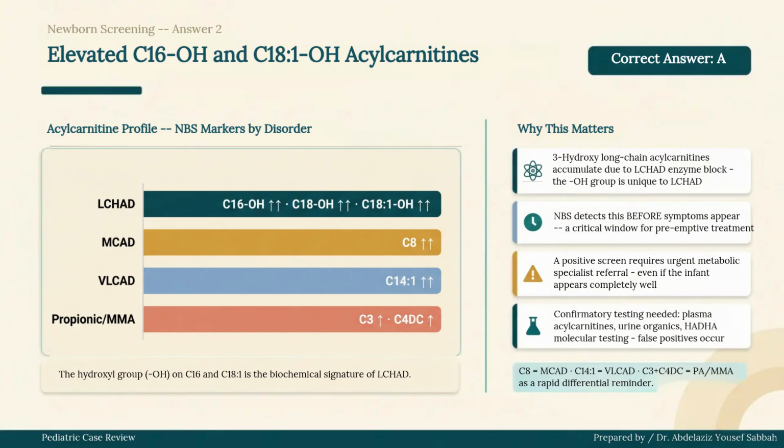Because the LCHAD enzyme is blocked, 3-hydroxy long-chain acyl-carnitines accumulate, and that hydroxyl group is the unique biochemical signature of LCHAD. As a quick differential reminder, elevated C8 points to medium-chain deficiency. Elevated C14:1 points to very long-chain acyl-coenzyme A dehydrogenase deficiency, and elevated C3 with C4 dicarboxylic points to propionic acidemia or methylmalonic acidemia. Newborn screening detects this before symptoms appear, which is a critical window for preemptive treatment.